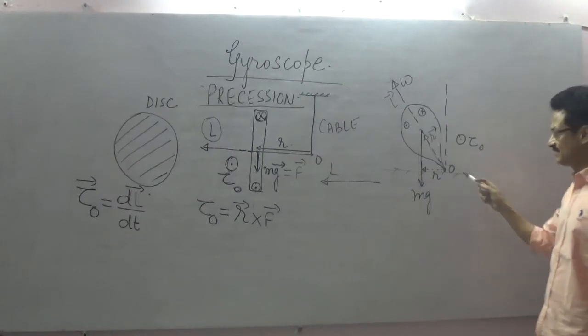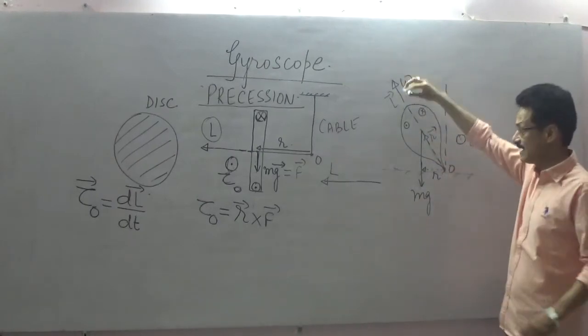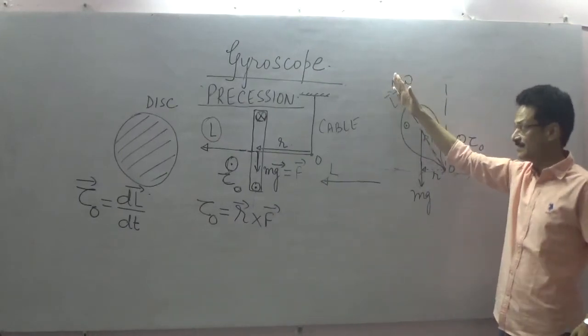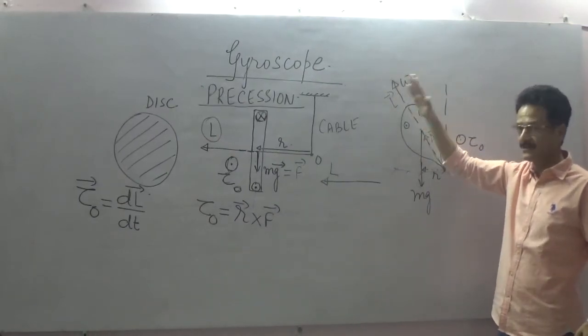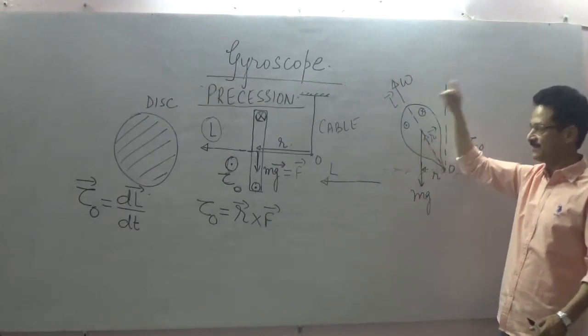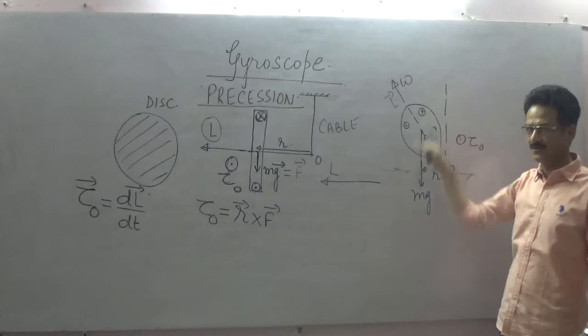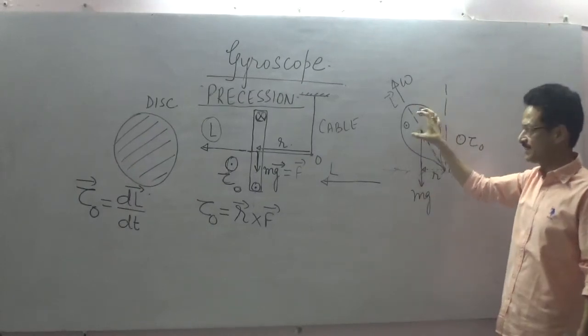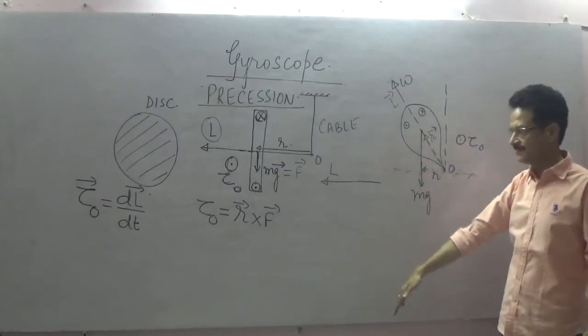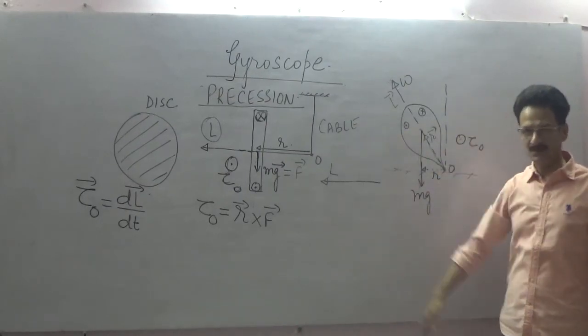Now, initially this is L vector, and this is the direction of dL vector. So this L vector will rotate like this and sweep out a cone. Instead of falling down, it will sweep out a cone and not fall down. But the moment you stop this top from spinning, it will definitely flip down due to the gravity torque.